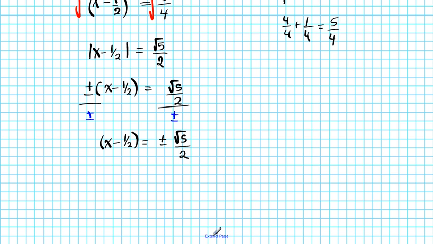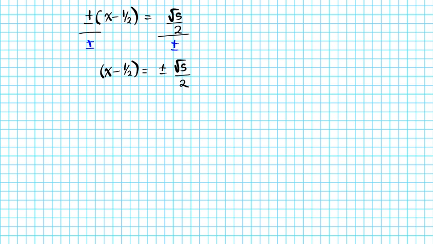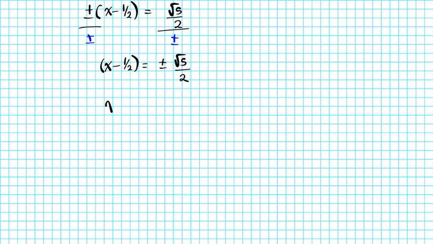Alright, so next, what we're going to do is basically move this 1/2 to the right side. We can just write it as x minus 1/2 equals plus or minus root 5 over 2, since the minus is gone. So we're going to add 1/2 to both sides. Add 1/2, add 1/2, and add 1/2. And then you're going to have x equals 1/2 plus or minus the square root of 5 over 2.